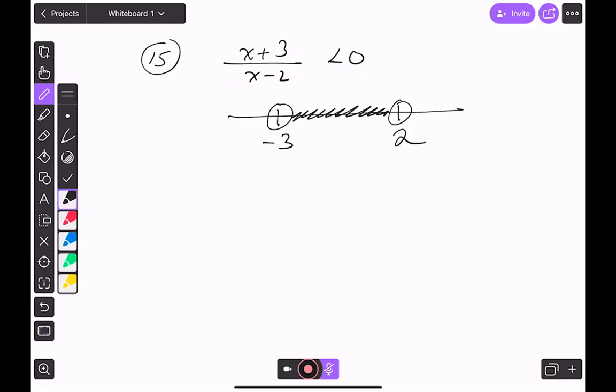Let's keep going. What's below minus 3, like minus 4? You get negative on top, negative on bottom. A negative divided by negative is a positive, and positive numbers are not less than 0. I am done. What's the answer? Minus 3 up to 2, not including. Look at the answer key and make sure you're looking at that.